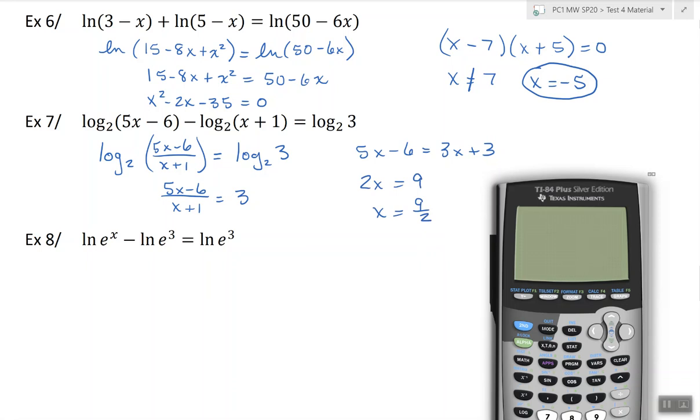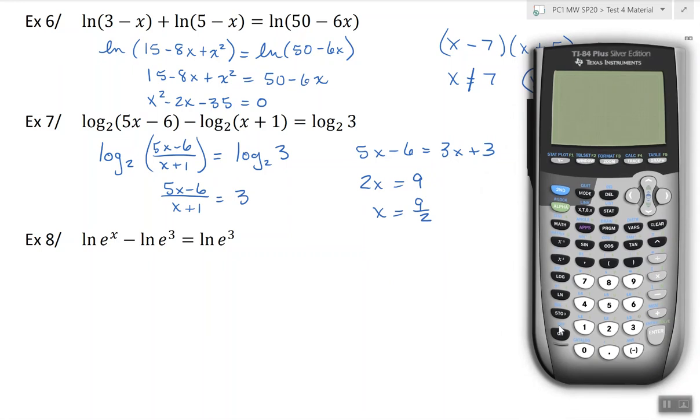Again, you have to check 5 times 9 halves. If you are concerned about that, you can use your calculator. 5 times 9 halves. That's going to be 22.5 minus 6 is positive, and of course 9 halves plus 1 is positive, so there's no problem with our proposed solution. We'll go ahead and circle that.